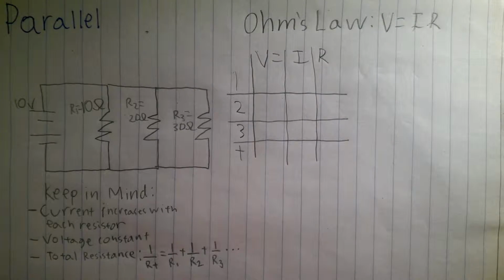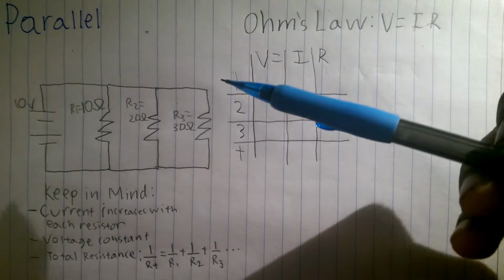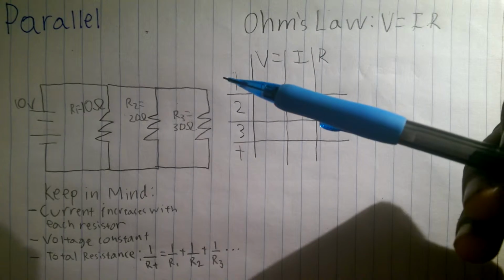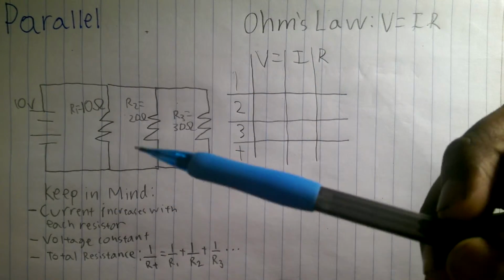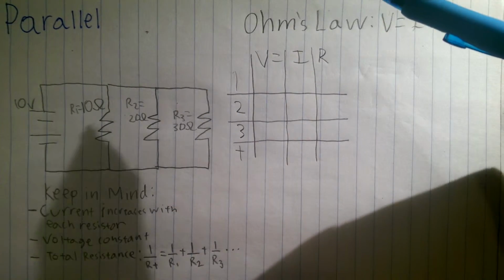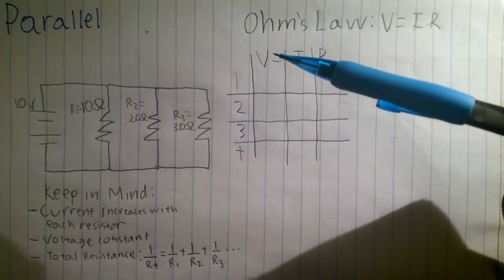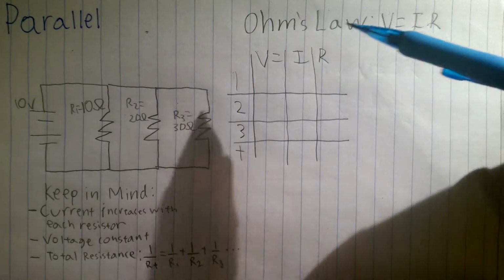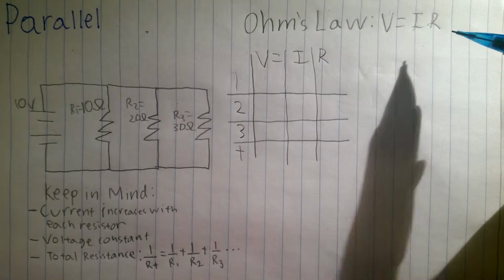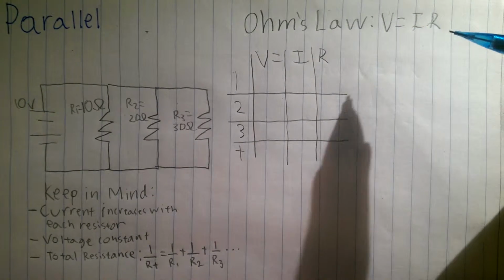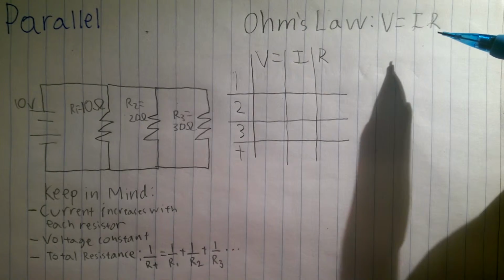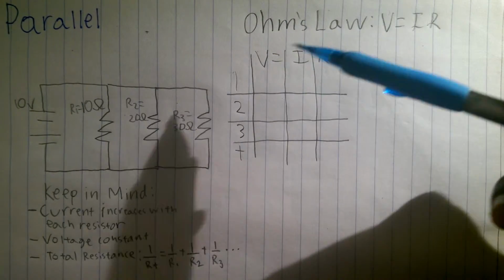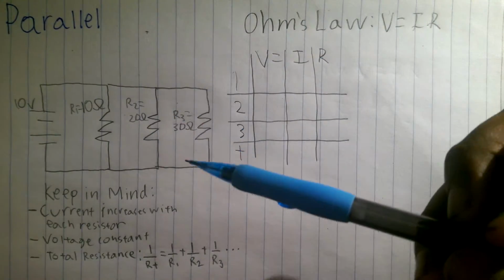Hello, and today we're going to talk about how to solve for the total voltage, current, and resistance in a parallel circuit. Now, if you remember from our previous video on series circuits, we have to use Ohm's law, which is V equals IR, voltage equals current times resistance, and we use this table over here to solve for all these values.